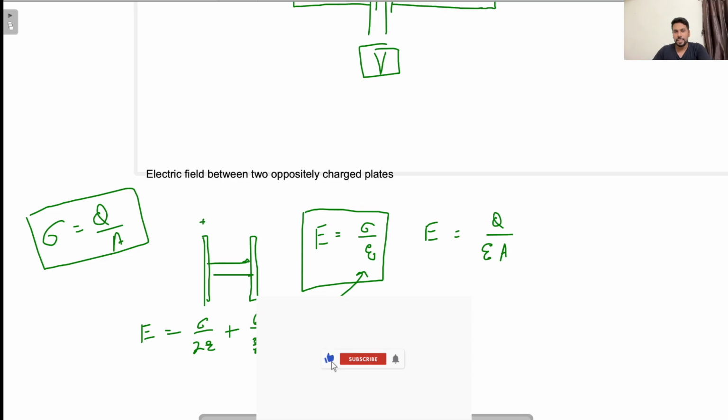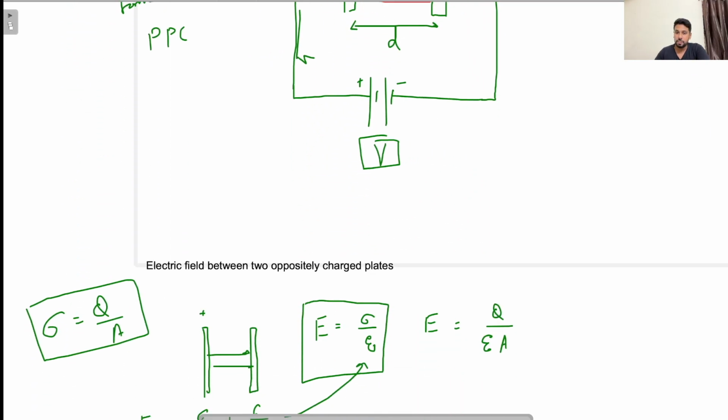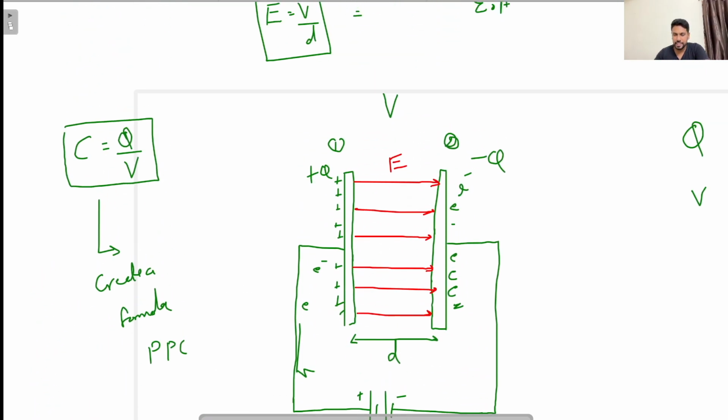So now this E I am going to put here. So from here I would get V is equal to Q D by epsilon naught A. And you very well know that epsilon naught is the permittivity of free space. Why? Because now between the plates it is only free space. If it is something else, then the story will be different.